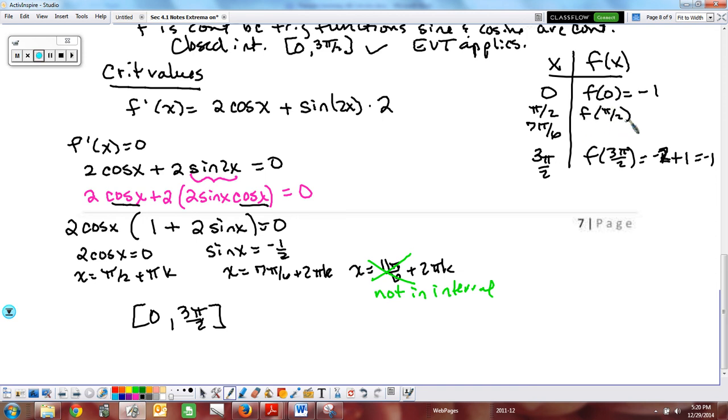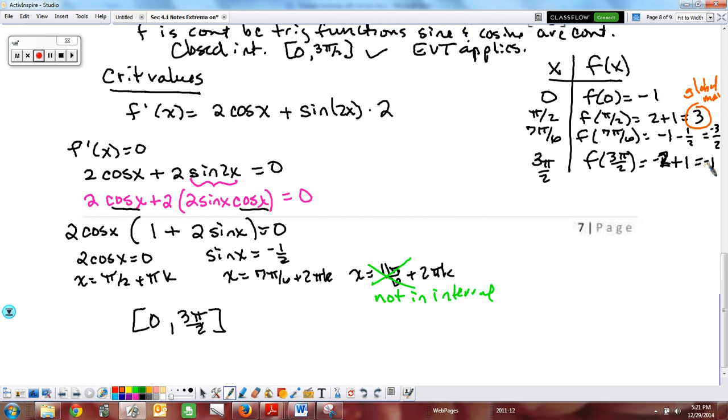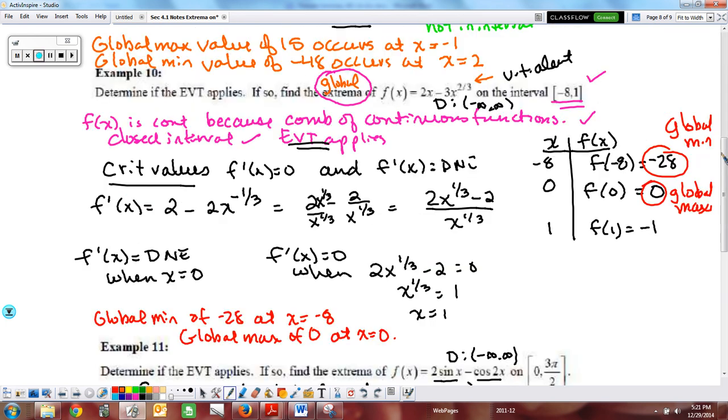I do f of pi over 2, which is going to give me 2 plus 1, or 3. And then we do f of 7 pi over 6. And again, I'm leaving you the trig to remind yourself what the trig is. All right, so we end up with negative 1 minus 1/2, which equals negative 3/2. And then we scan through our problem. The largest is 3, so there's my global max. And the smallest, we have negative 1, negative 1, negative 1.5. So negative 1.5 wins as our global min.